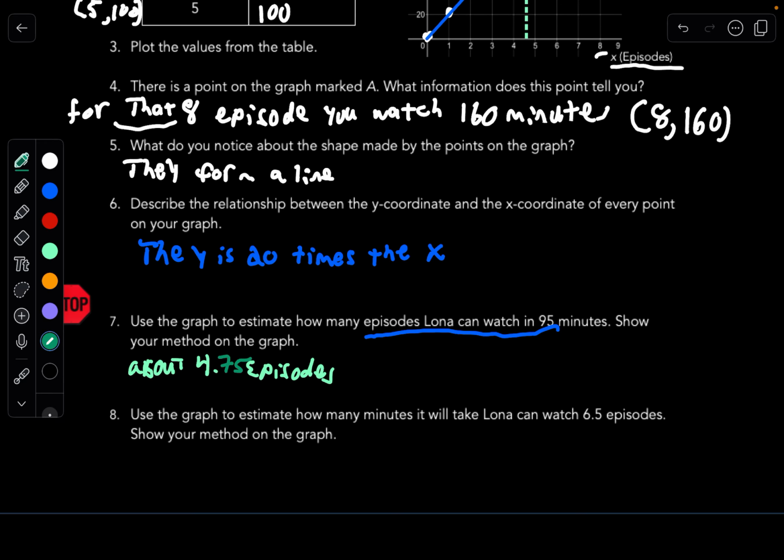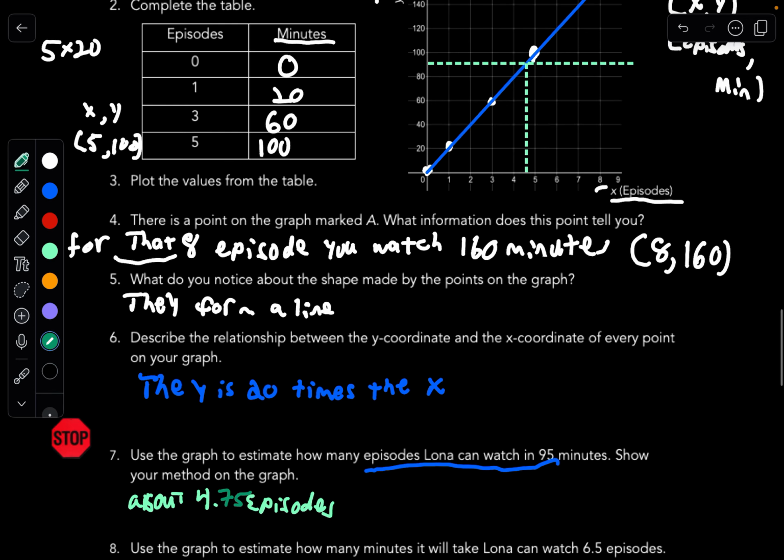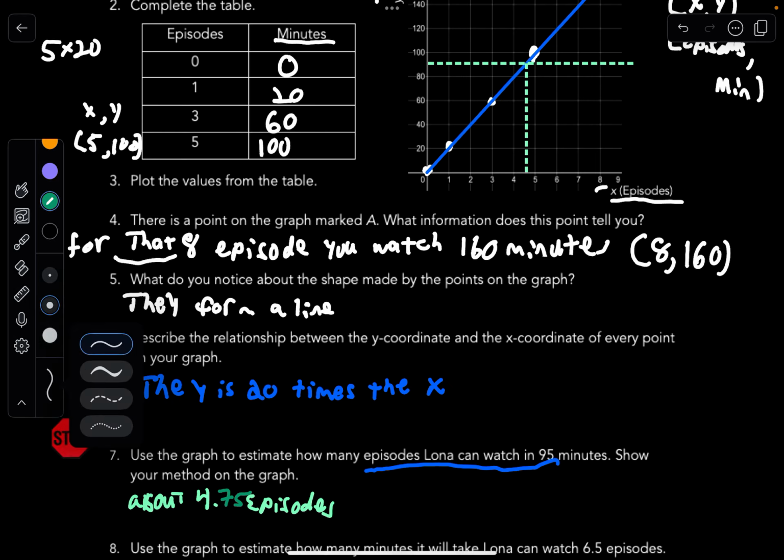Use the graph to estimate how many minutes it will take Lona to watch. I know it's bad wording. It says can watch. It will take Lona to watch 6.5 episodes. So we go to the x-axis, the horizontal axis over here. This is the number of episodes. 6.5 is roughly right there. So we literally go, let me go to dashed. 6.5 is roughly right there.